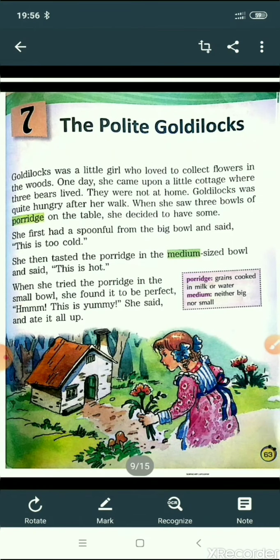Now today we will do the exercise of this chapter. Okay, but before doing the exercise, as we always do, let's have the recap of the chapter.